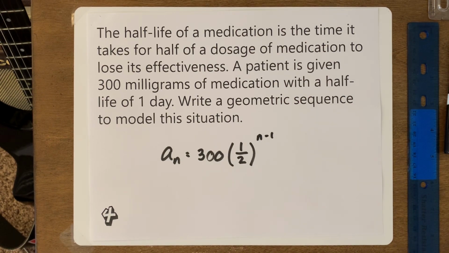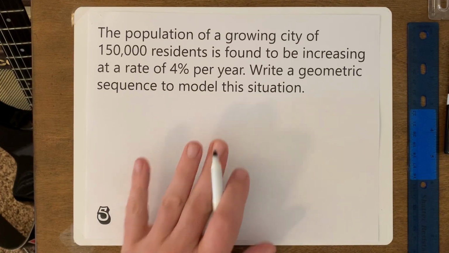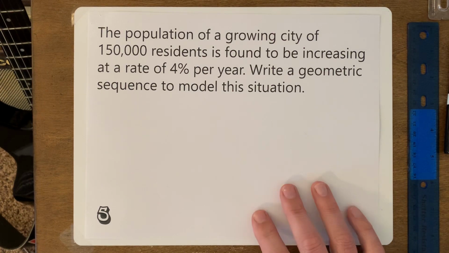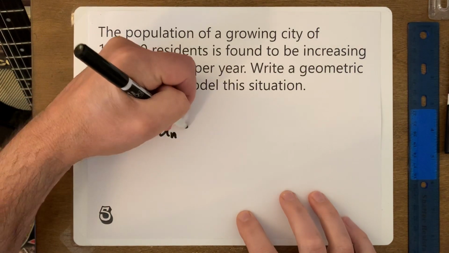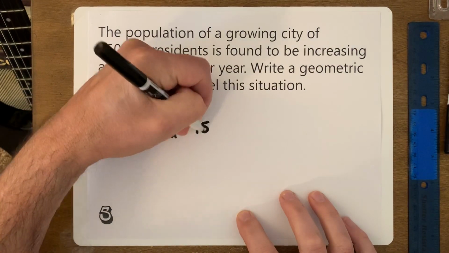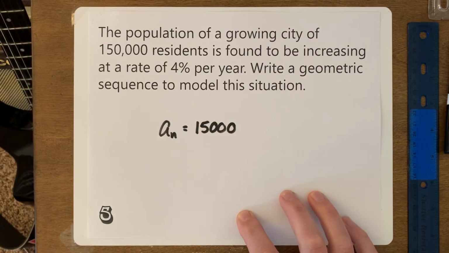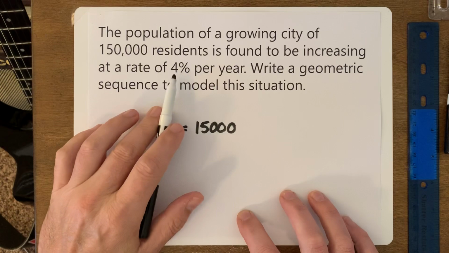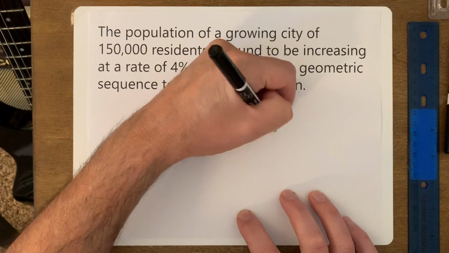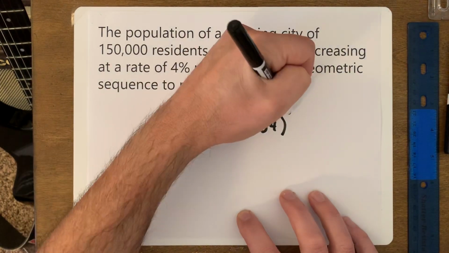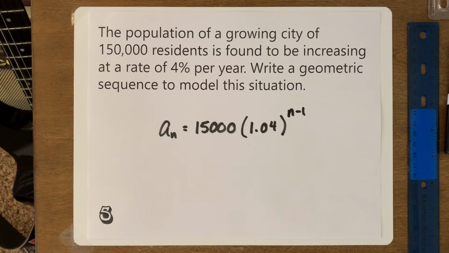All right, let's see, we got another one here. This one says the population of a growing city of 150,000 residents is found to be increasing at a rate of 4% per year. Write a geometric sequence to model the situation. So let's do A sub n is equal to, looks like we have 150,000 right from the start. It's increasing at a rate of 4% every year. So if we start at 100 and add 4 to it, that would be 104%, and that would be 1.04 as a decimal. And then we're going to put an n-1 up there. And then there's our sequence that's going to represent that situation.